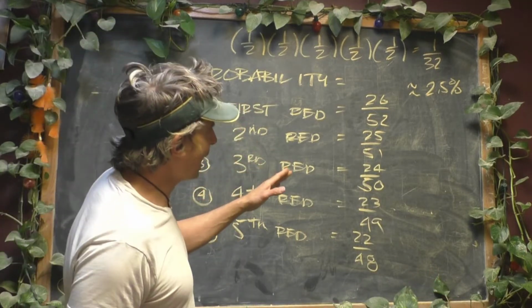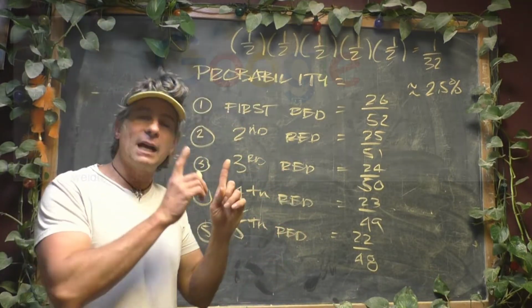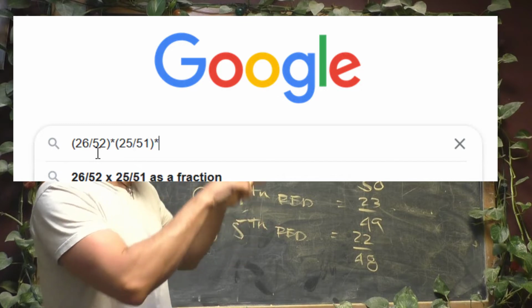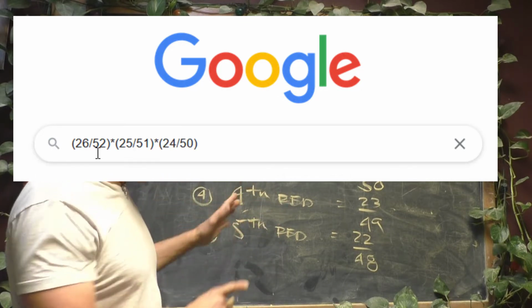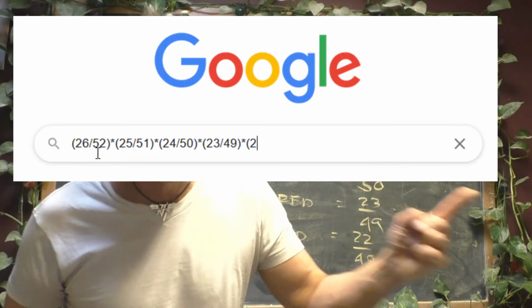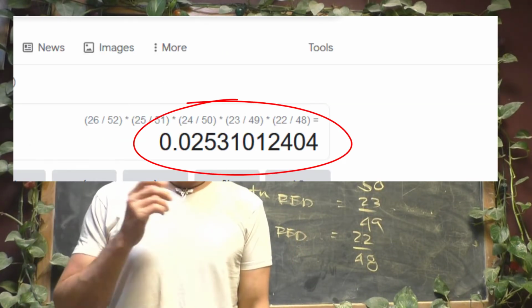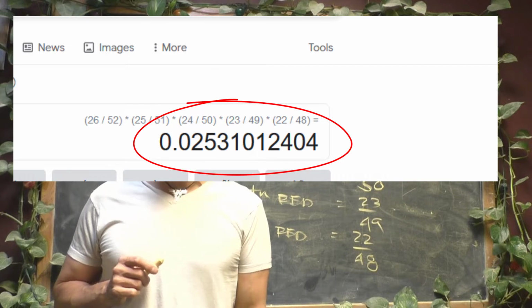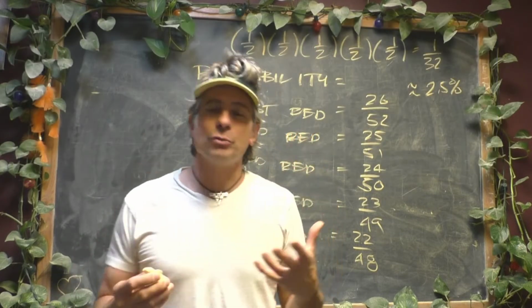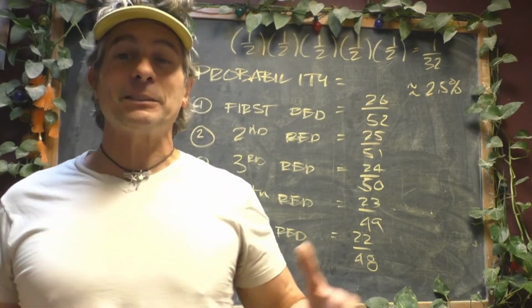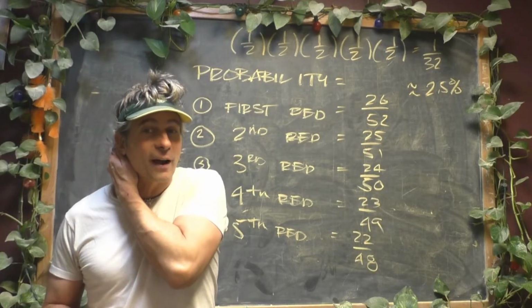So if you multiply 26 over 52 times 25 over 51 times 24 over 50 times 23 over 49 times 22 over 48, boom! That's where that percentage comes from that we were quoting in class today. So I just wanted to let you know there is good mathematics backing up that 2.5%.